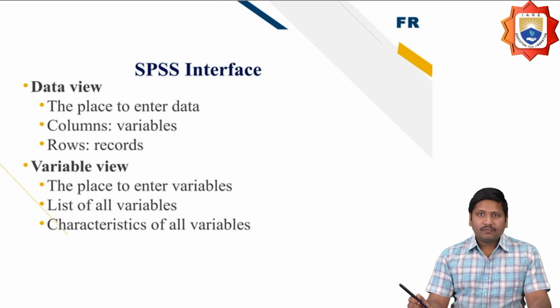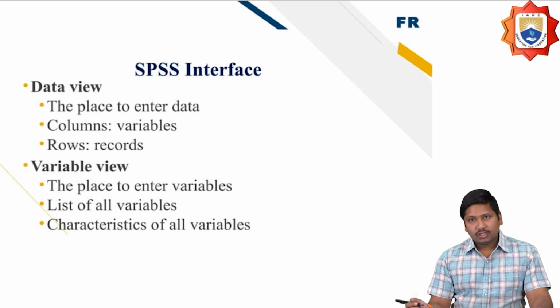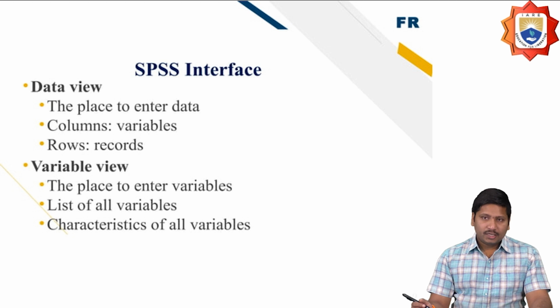So, the SPSS interface. Here you can see two types of views, as already said in earlier videos: data view and variable view. The data view is the place to enter the data, with columns as variables and rows as records, and the variable view is where we enter the list of variables and the characteristics of all variables.